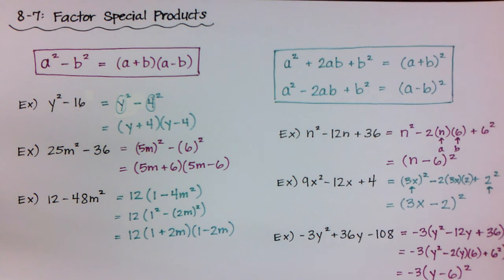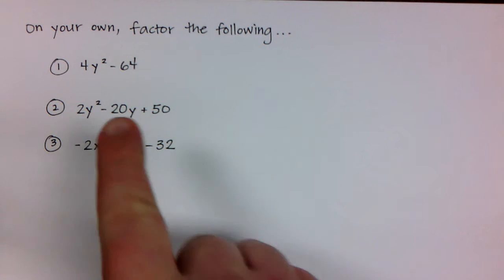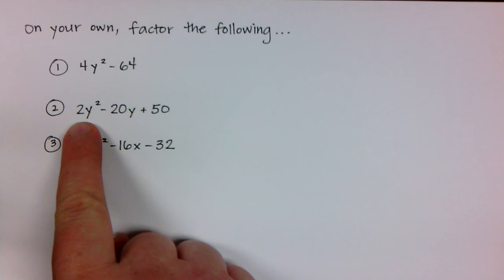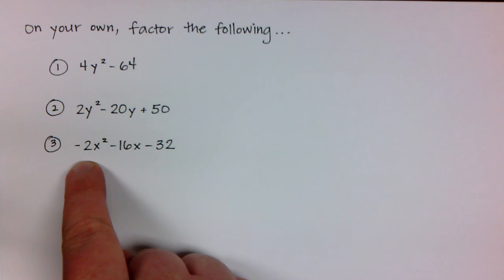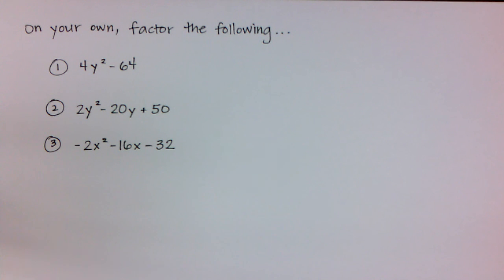So learn those rules. I'm going to give you 3 practice problems for you to do on your own. Number one is 4y squared minus 64. The second one is 2y squared minus 20y plus 50. And the third one is negative 2x squared minus 16x minus 32.